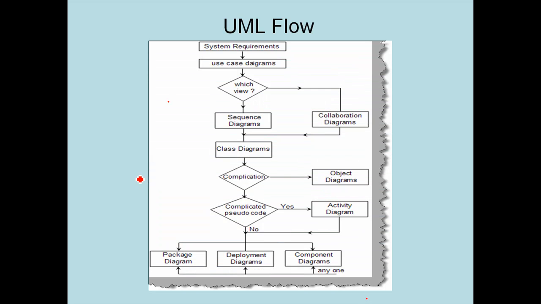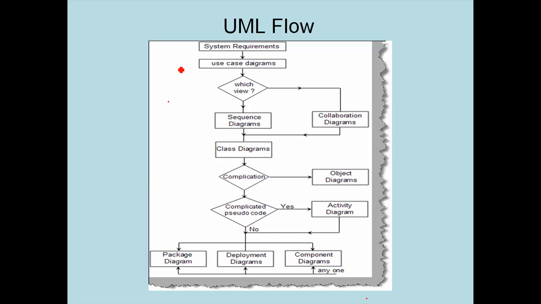All of these diagrams are very much situation oriented. For instance, if you want to explain a complicated pseudocode, then you need to use the activity diagram. In the same way, if you want to show interaction between objects, then you need to use more of a collaboration diagram. So every one of these diagrams is situation oriented, but there are some diagrams which are compulsory, some kind of mandatory diagrams which are needed to complete your technical document.